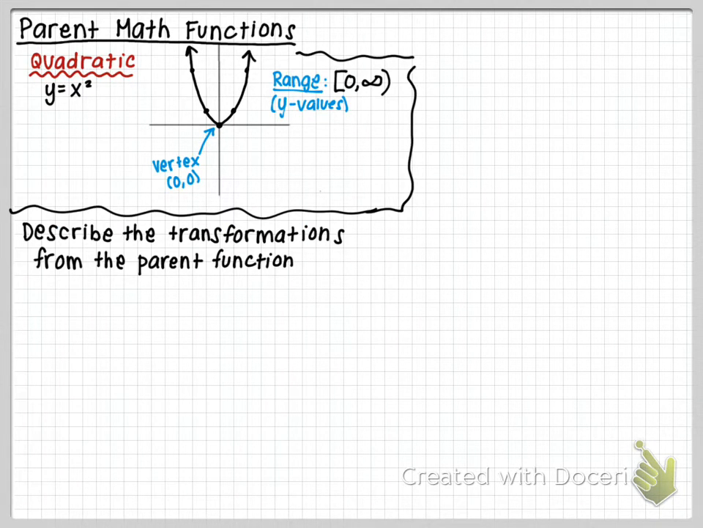Okay, describe the transformations from the parent function. All right, so remember our parent function looks like what? It looks like y equals x squared, right? So what's happening from our simplest parent function, from y equals x squared, what's happening to this function?